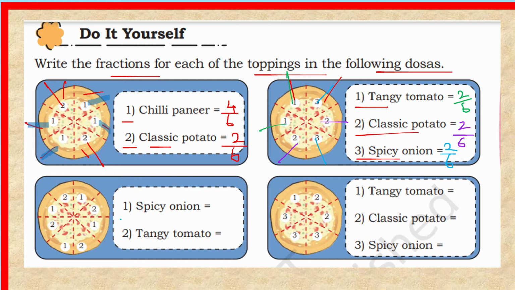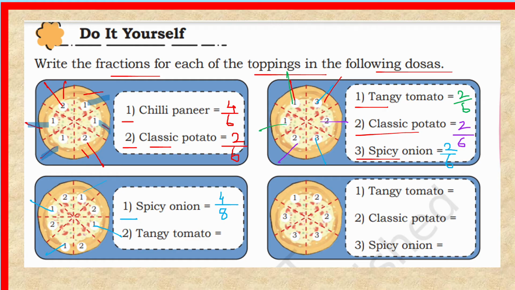See, 1 represents spicy onion. So, see this is 1, 2, 3, 4. 4 parts we have spicy onion. So, fraction is 4 by 8. Here, the dosa is divided into 8 equal parts. So, out of 8 parts, 4 parts we have spicy onion.